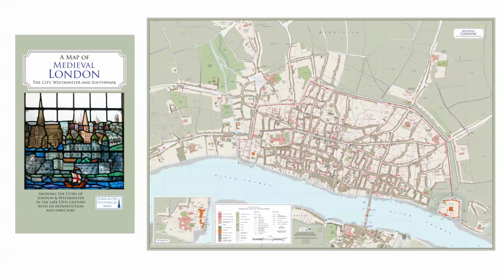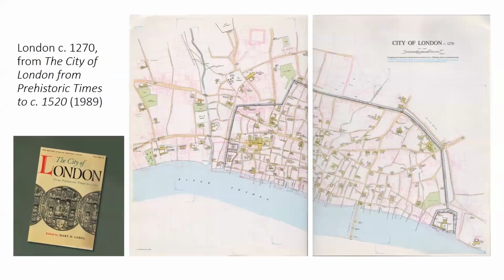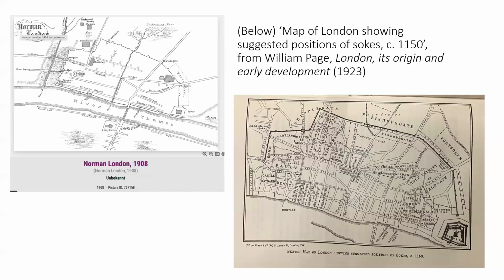Indeed, our own map was based on a smaller scale map published in 1989 in the Historic Towns Atlas volume of London from the earliest times to circa 1520, but updated and enlarged in a way that I'll explain in a moment. But even that was not the first attempt to map medieval London.